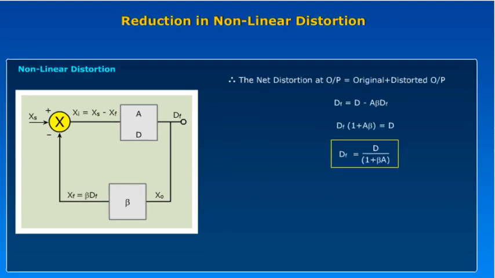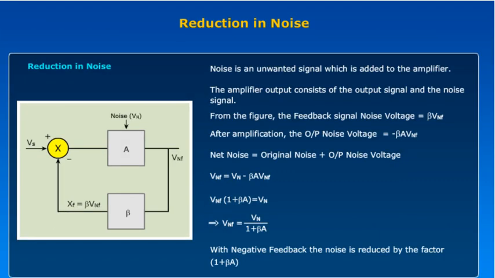Therefore, the net distortion of the output is equal to the original value plus the distorted output. So DF we can write as D minus A beta into DF. Bringing that to one side, we get the distortion with feedback DF equal to D by 1 plus beta A. From this expression we can tell that the distortion of the negative feedback amplifier is reduced.